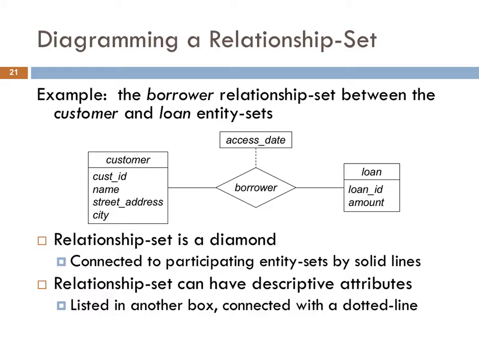So diamond, descriptive attributes can be hung off of there. Now, usually, if you had multiple descriptive attributes, you would just have them all listed in the one box. But the box is connected to the diamond with a dotted line to indicate that these are descriptive attributes, not another entity set. Okay? Make sense to everybody? All right, easy enough.